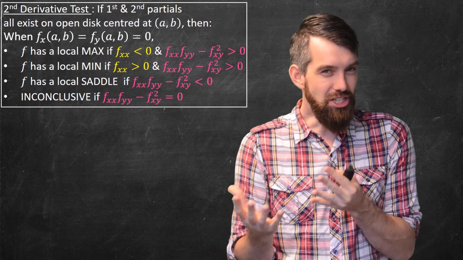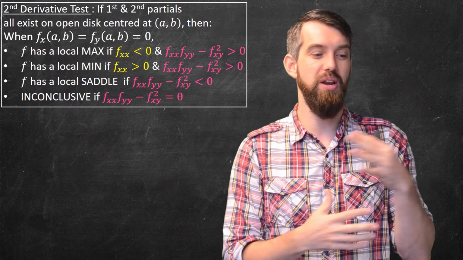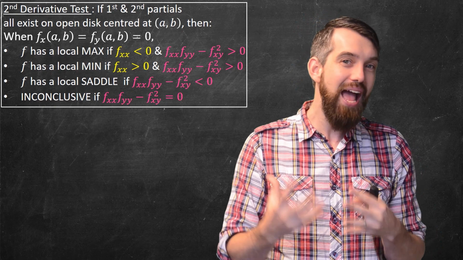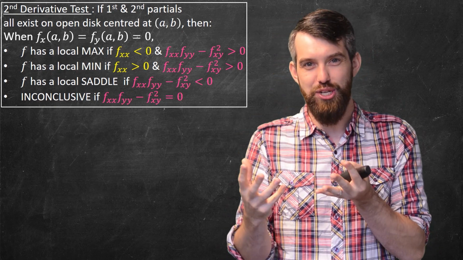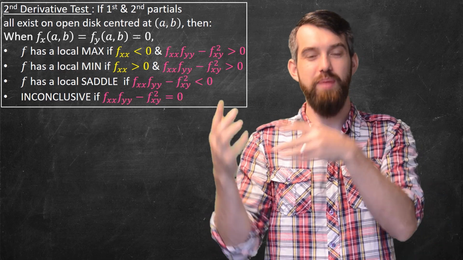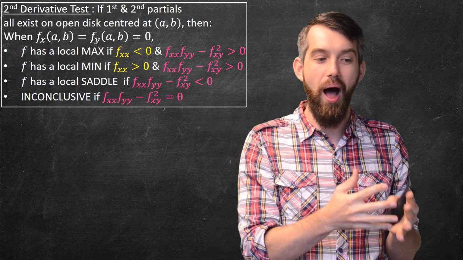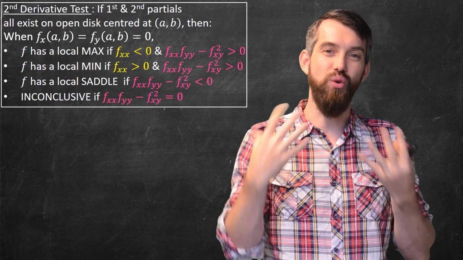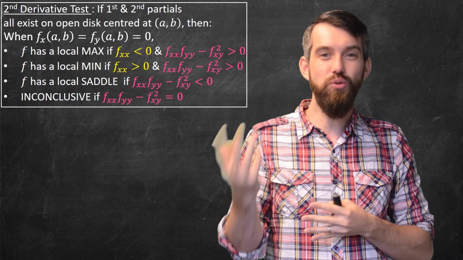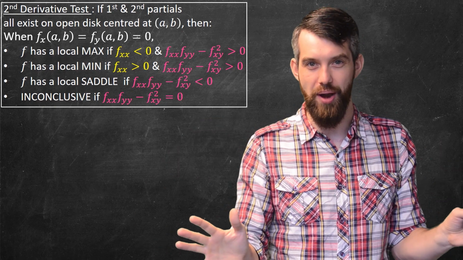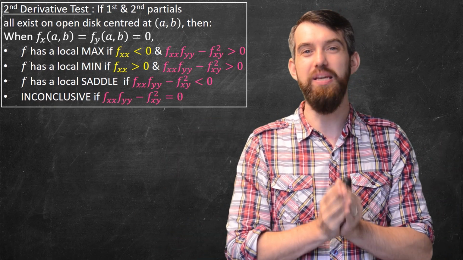Okay, the conditions here are a little bit weird. There's something about the second derivative fxx being negative, being positive, but then there's also this weird expression in pink: the second partial with respect to x times the second partial with respect to y minus the square of the mixed partial fxy, and whether this is greater than 0 or less than. What's going on? So let's try to break it down piece by piece.